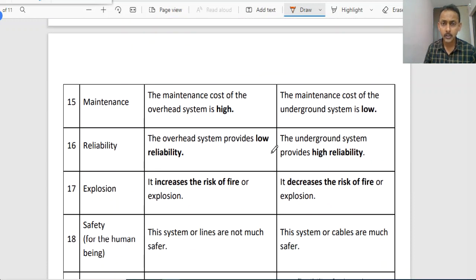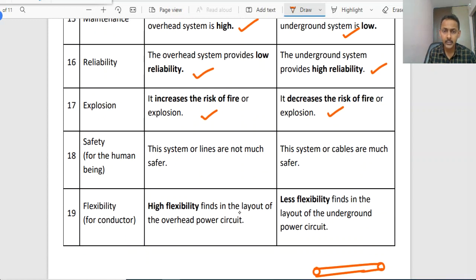Similarly, maintenance cost is high in overhead system. Maintenance cost is low in underground system, and the reliability is low in overhead. In underground system, the reliability will be high. There is a high risk of fire or explosion in overhead system. There is low risk of fire or explosion in cables. And safety wise, overhead system is not that much safer, but the cables are much safer, and overhead has high flexibility, and it is less flexible in underground system.